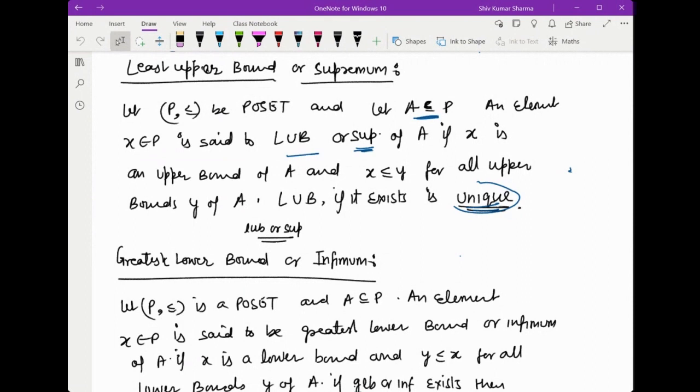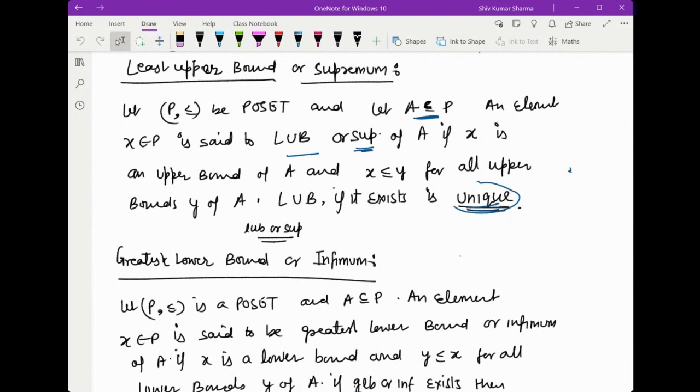So for calculating the least upper bound, we write: P be any POSET and A be any subset of P, then element x belonging to P is said to be the least upper bound if x is an upper bound of A. So we already defined upper bound and lower bound. तो वही जो upper bound होगा, that is called least upper bound if all the elements of the given set are less than or equal to that element.